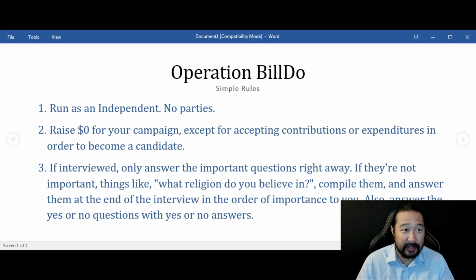So if they ask you yes or no questions, you answer them with a yes or a no. How many politicians do this? I would say almost none. Now, there will be some trickery involved, because they're going to probably ask you some questions where if you answer yes or no, it's going to be interpreted in a certain way. So you're going to have to address that. But, I mean, come on. There's some questions that are just seriously simple, yes or no. Do you support single payer? Say yes if you support it, right? Okay, so that's it. Operation BillDo.